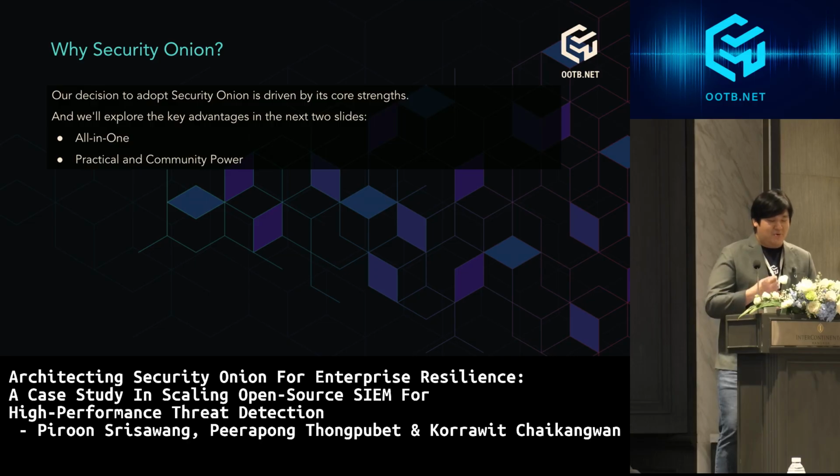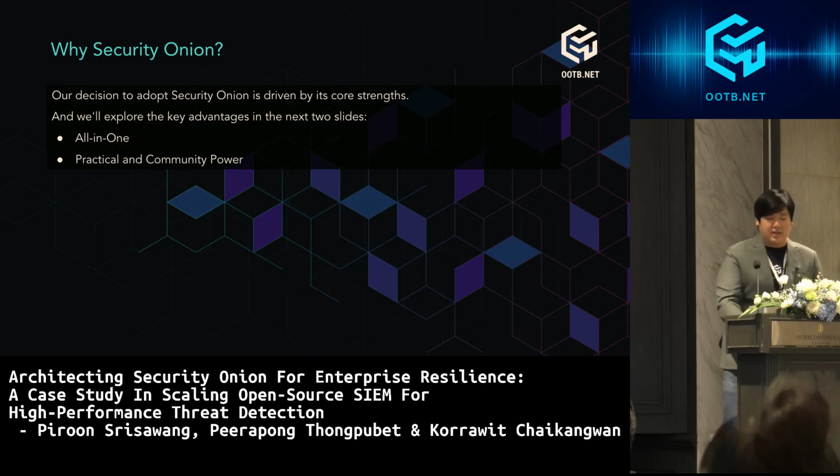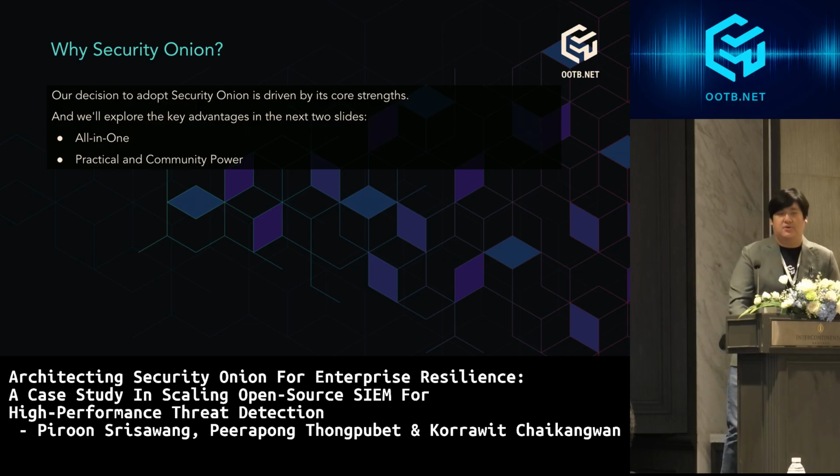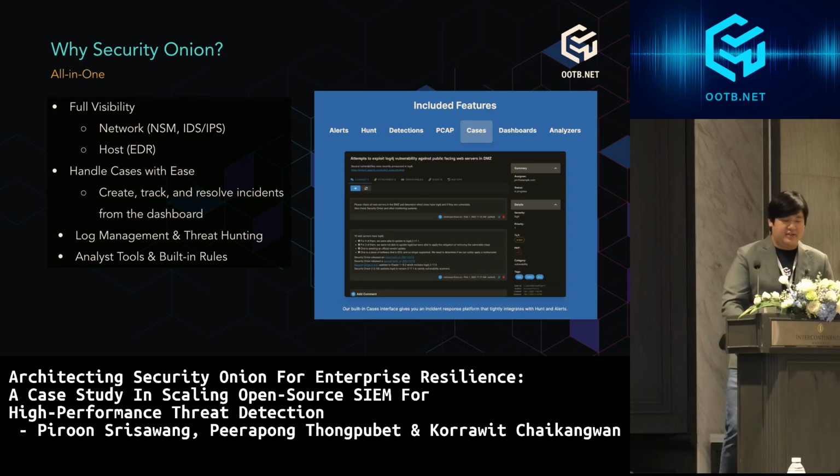Second, it is both practical and supported by a strong community. By practical, I mean it's easy to install, configure, and operate. We don't have to spend a week integrating different parts before we can even start. And the community around Security Onion is very active, continuously improving the platform, contributing enhancements and providing help when issues arise. So these two strengths, being all-in-one, and being practical with strong community support, gave us the confidence to adopt it as our core platform. In the next slide, I will break this down and show what they look like in practice.